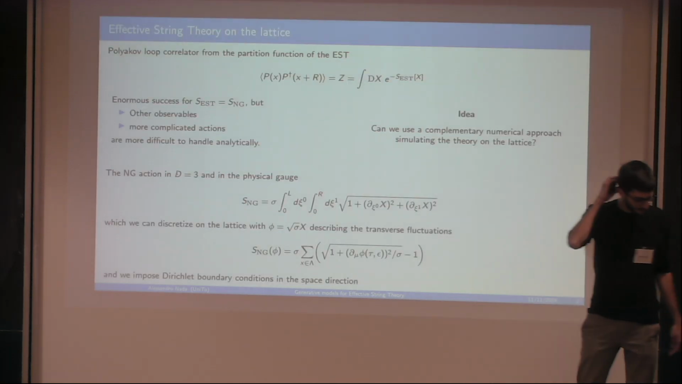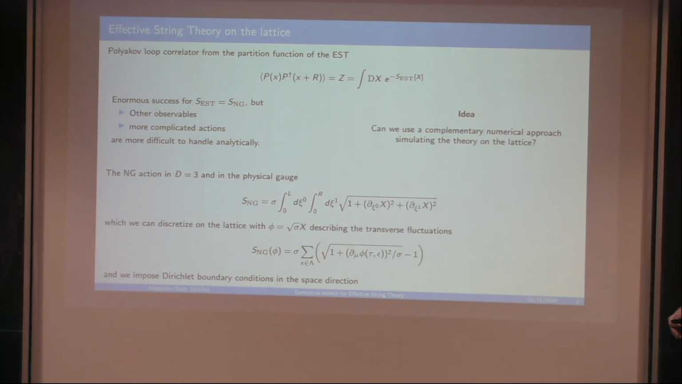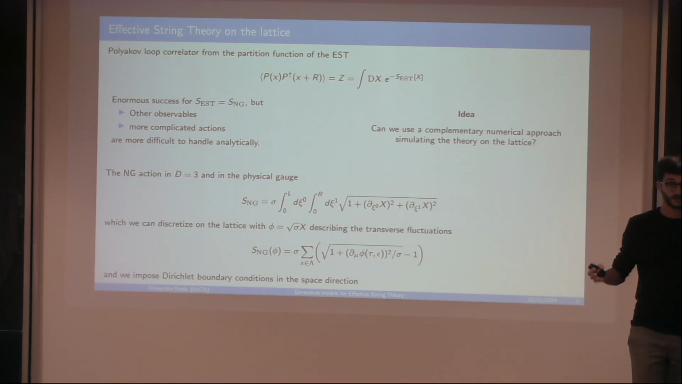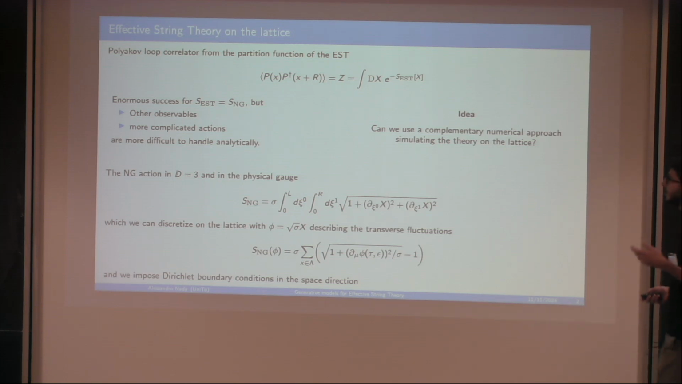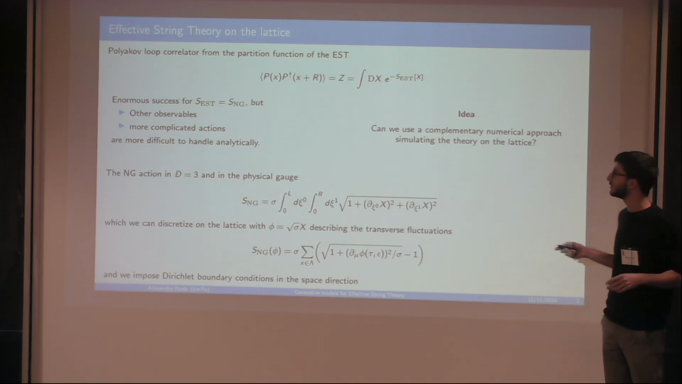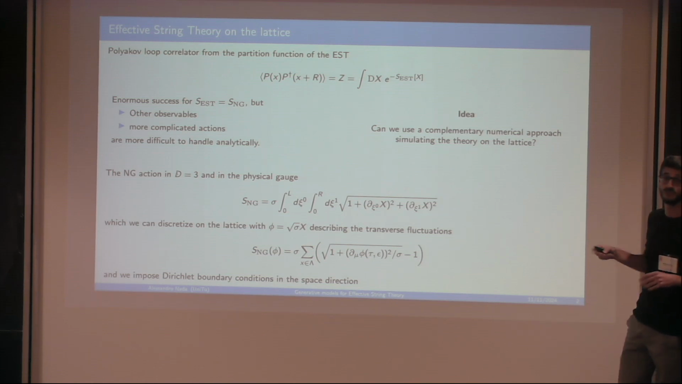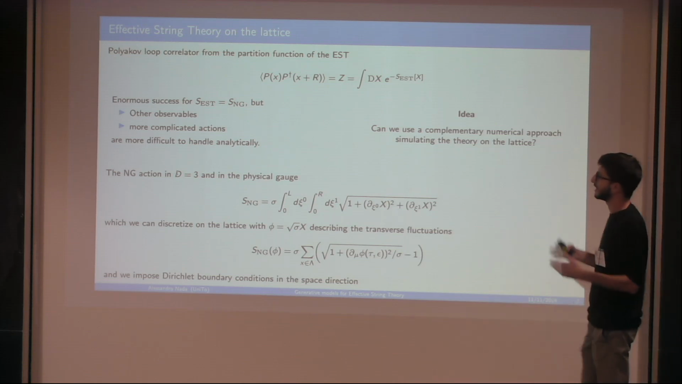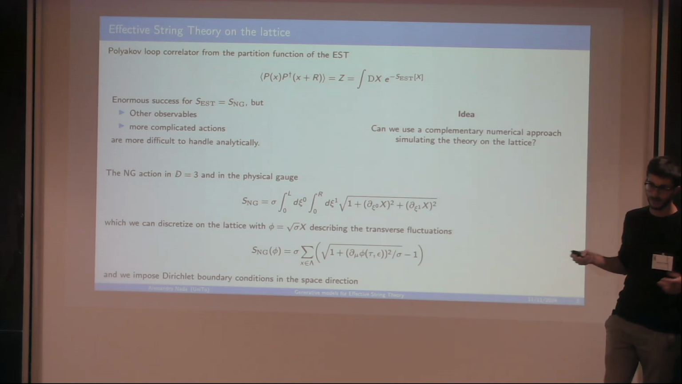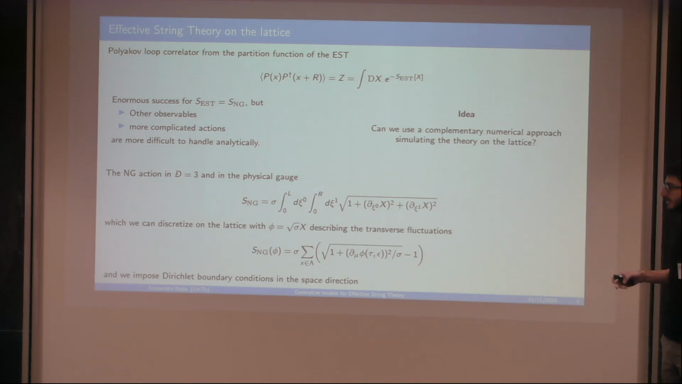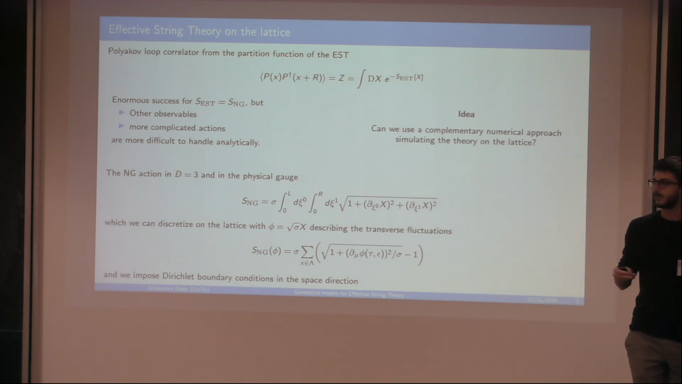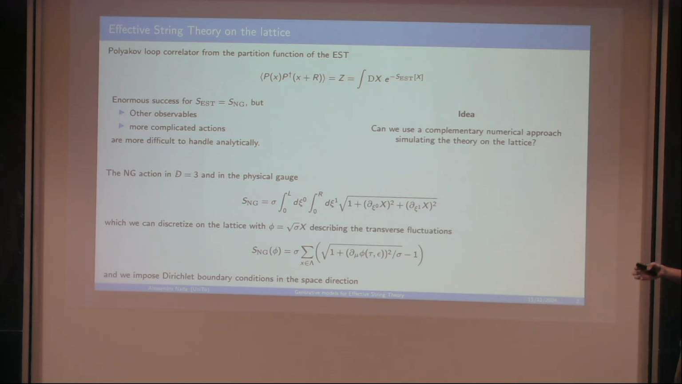Michele already gave a very nice and detailed description of the interplay between effective string theory and lattice gauge theory. On one hand, for example, we can compute the expectation value of a Polyakov loop correlator using lattice simulations, and in principle this should be described by the effective string theory, in particular by its partition function. This has had enormous success using the Nambu-Goto effective string theory, and Michele gave lots of examples, but there are other observables that we want to compute and perhaps don't have an analytical handle on.